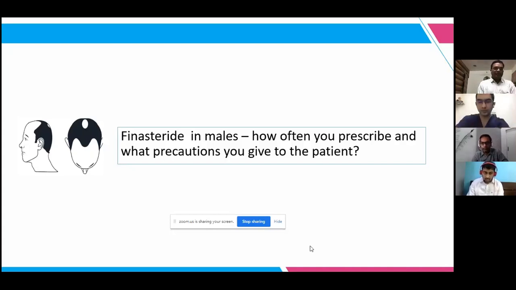So when you are trying finasteride at 1/4 of the tablet or half of the tablet, I think you should conduct a study and see. Half tablet is also working. Patients are comparatively happy.